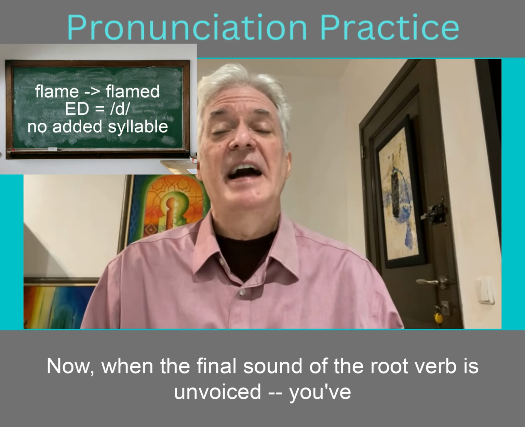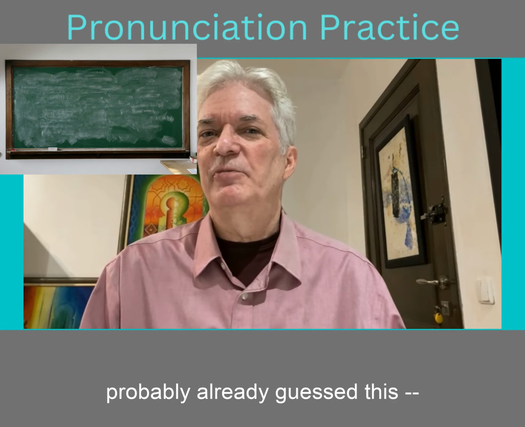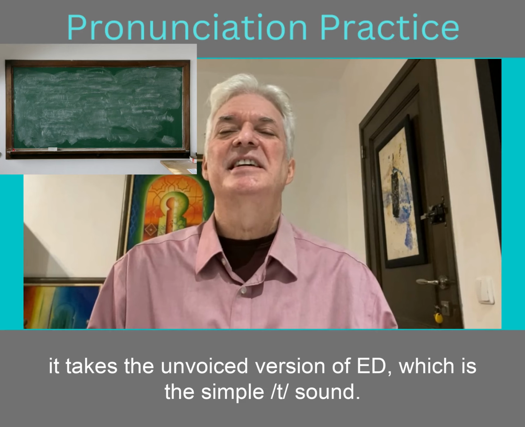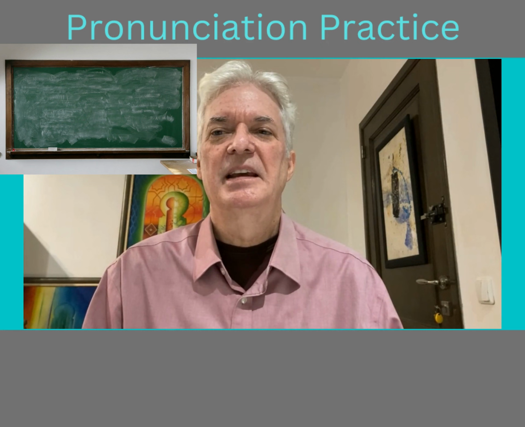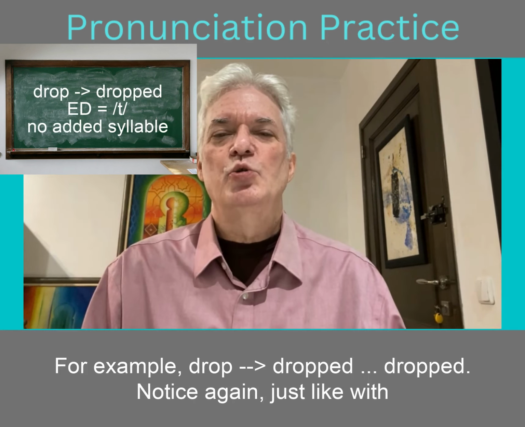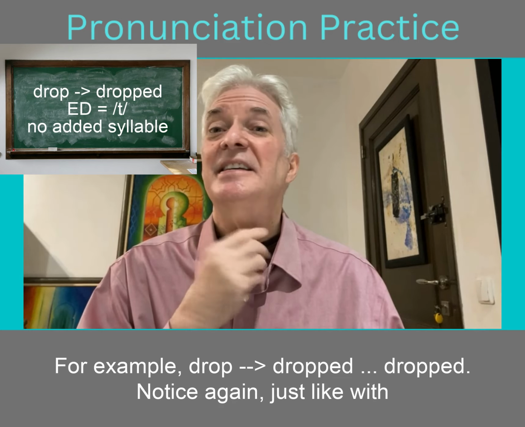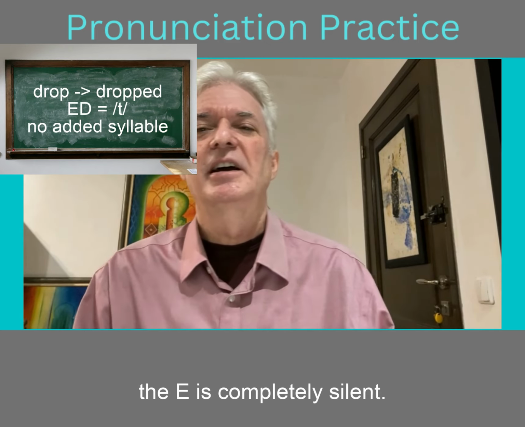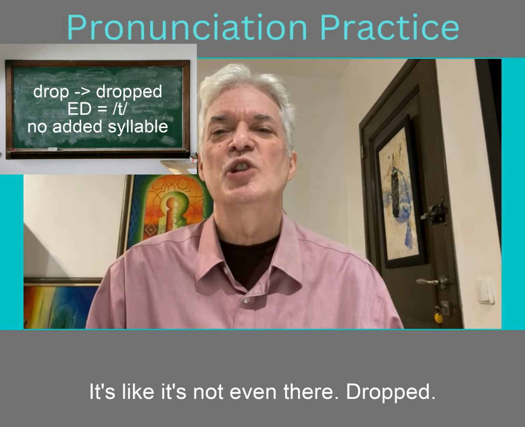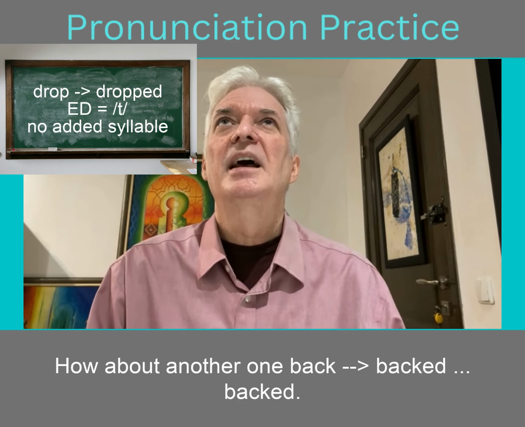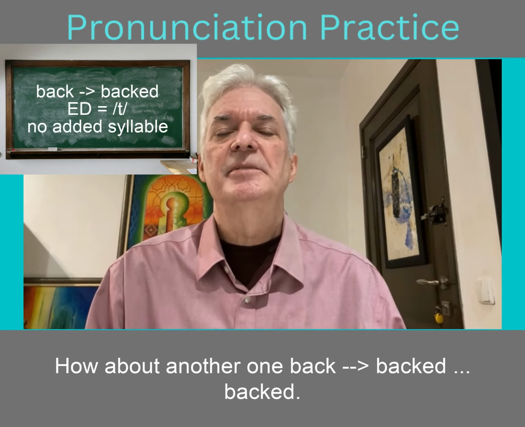Now, when the final sound of the root verb is unvoiced, you've probably already guessed this, it takes the unvoiced version of ED, which is the simple t sound. For example, drop, dropped. Notice again, just like with the d sound, the E is completely silent. It doesn't sound like an E, it doesn't sound like a schwa, it's like it's not even there, dropped. How about another one? Back, backed.